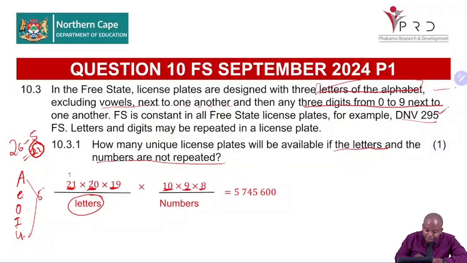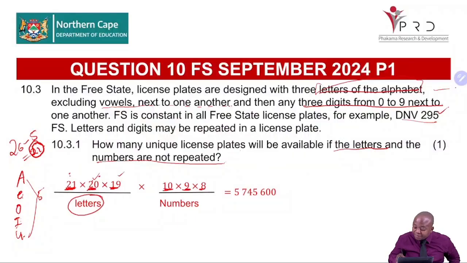Then for the first slot for letters, I can draw 1 letter. I have 21 options. When I draw out 1 letter, how many options do I remain with? 20. Then in the second selection, I take out another letter and I remain with 19. So we have all of those 3, and we multiply them together.